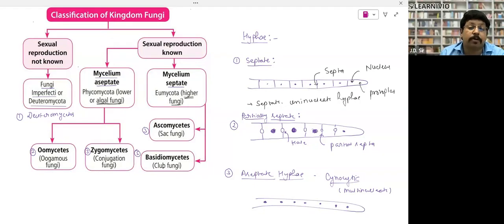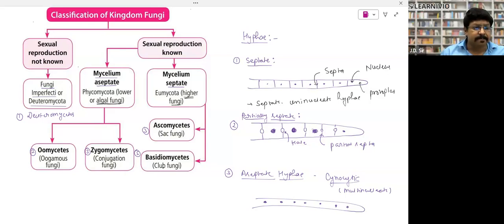Zygomycetes, sexual reproduction through zygospore formation or conjugation, and oomycetes, this is also on the basis of sexual reproduction. So even the names have been kept on the basis of the mode of sexual reproduction. Clear? Yes, sir. Okay.